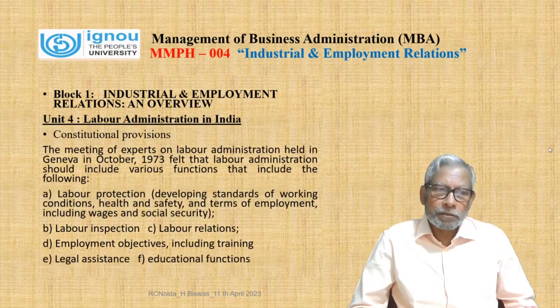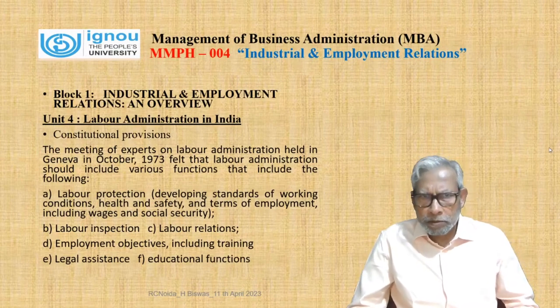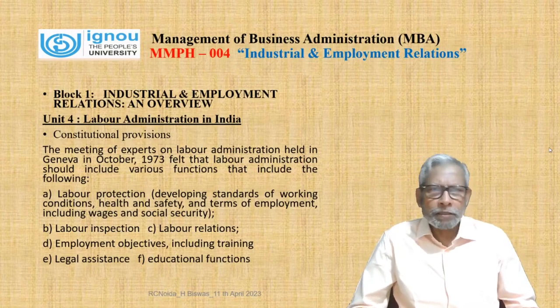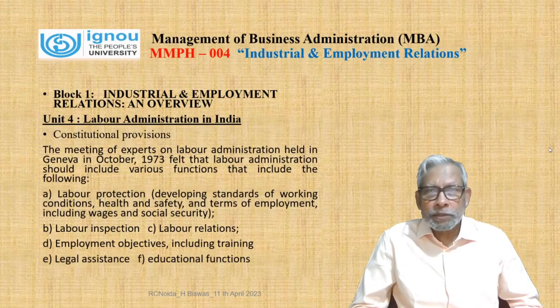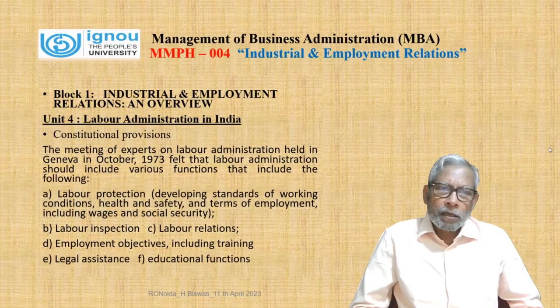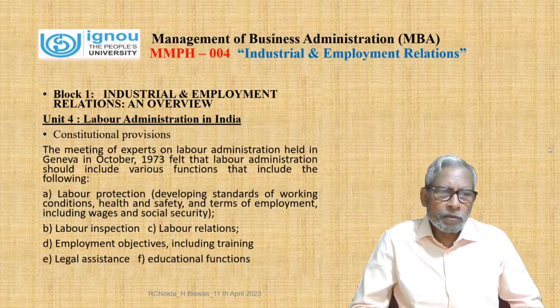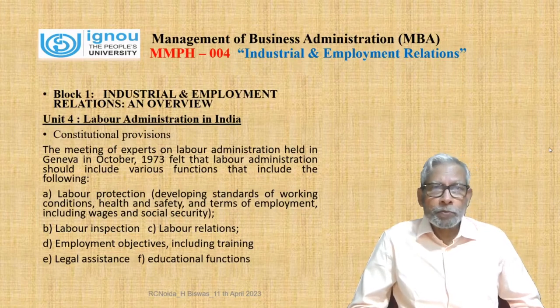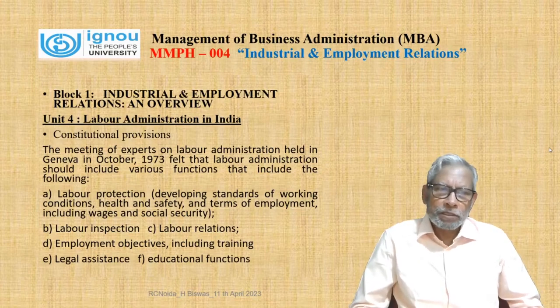Second is labor inspection. Inspection is required to see whether things are moving in the right direction, and if any implementation or motivation is required. Inspection is needed to control things, and you can also take feedback. Then labor relations: to see whether they are at par with the standard and in developed conditions or not. Then the employment objectives: what the objectives of employment are has to be clear.